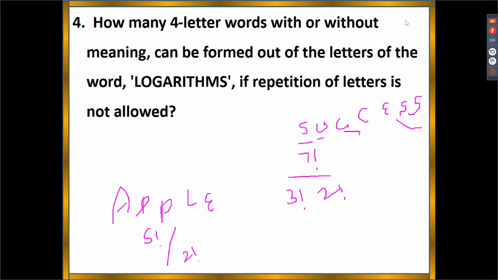So LOGARITHMS contains 10 different letters. So there are 10 letters now. Out of those 10 letters, we have to use only 4 letters at a time. We need 4-letter words. So what is the answer? 10P4 is the correct answer.